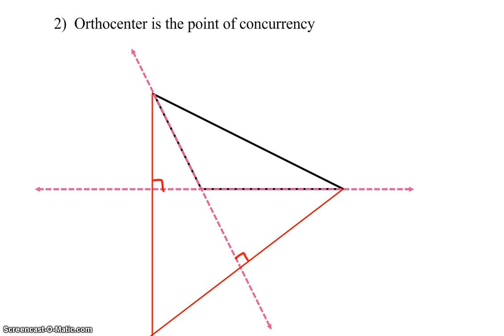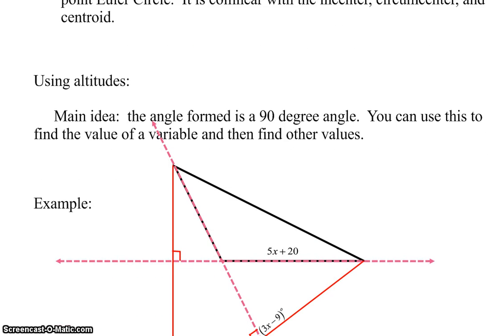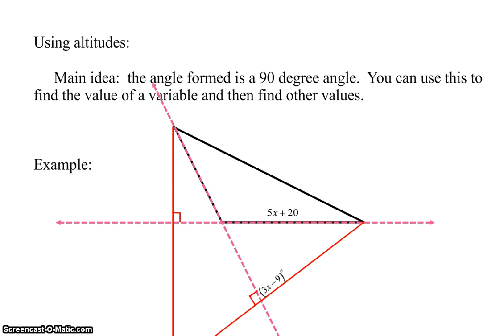It's a neat point because it's on the 9-point Euler circle, and it also happens to be collinear with the incenter, the circumcenter, and the centroid. The main idea with the altitudes is that they form 90-degree angles, so we can just use this to find the value of a variable and then use that value to find other answers.